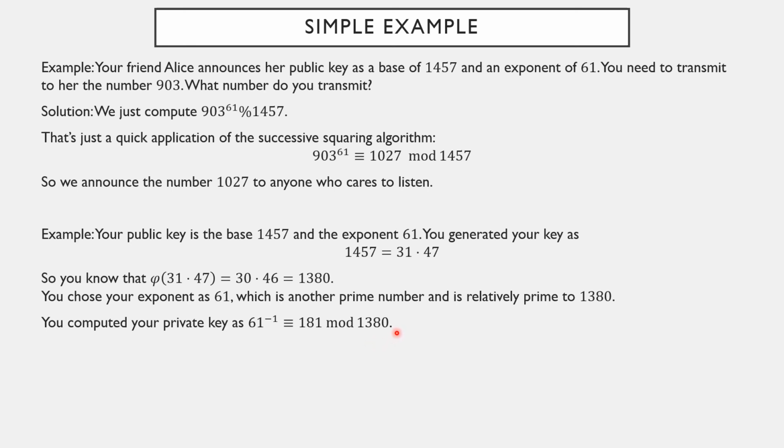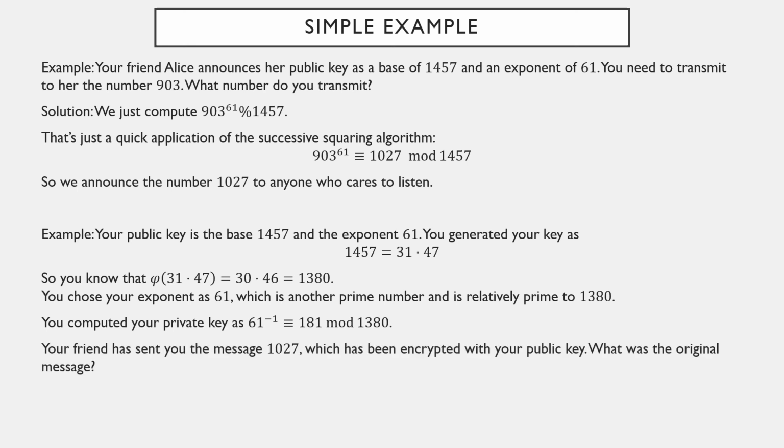This is a common error I've seen students make dozens of times. They attempt to compute this inverse modulo the original base. No, your private key is the exponent inverse modulo phi of the base. But again, computing inverses modulo a known number is fairly quick work for us, and we would end up with 181. So if my friend announces the message 1027 and everyone has heard it, everyone knows that's their encrypted message, how can I recover what they intended to say just to me? Well, I take my private key 181 and I take their message and I raise it to that power modulo the original base of 1457. This is a quick computation and we get 903, which indeed was the original message.